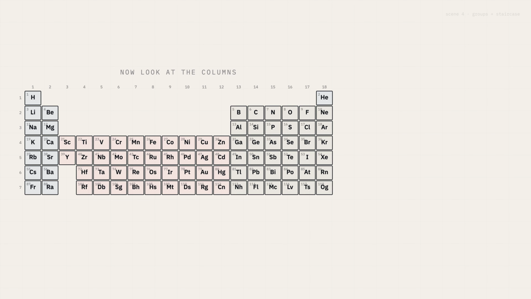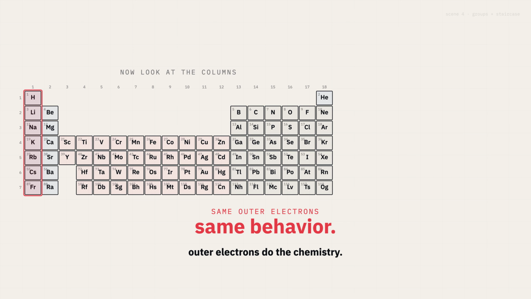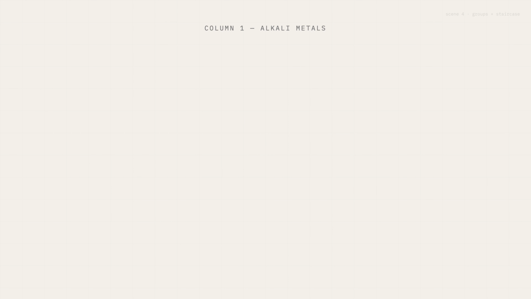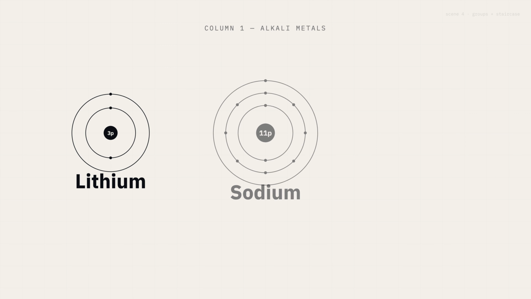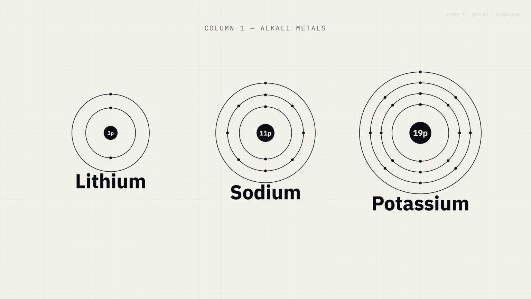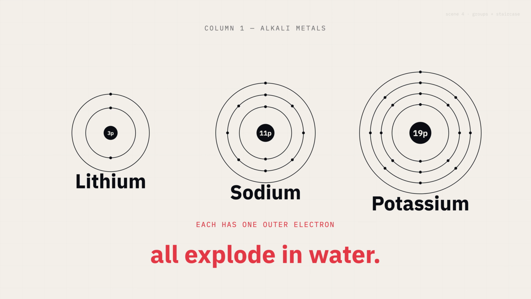Now the columns. Going down a column, every element has the same number of outer electrons, the ones that actually do chemistry. That's why lithium, sodium, potassium, all in column 1, all explode in water the same way. Same outer electron, same personality.